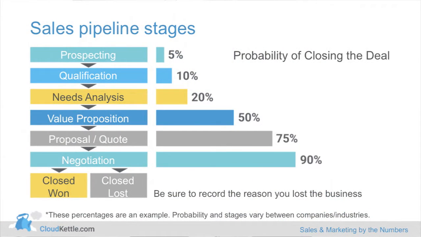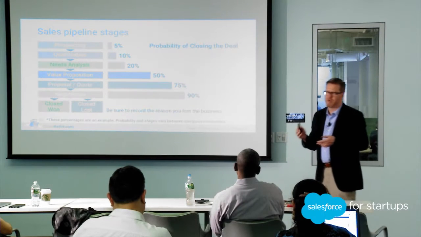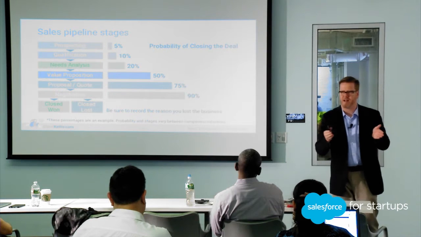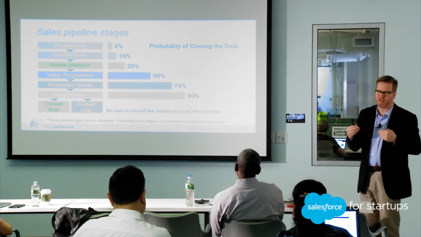Perfect example. So we talked about the different stages. In this case, this is one of the examples that we used recently. So prospecting, qualification, needs analysis, value proposition, proposal quote, negotiation. So each one of these stages has a likelihood of close attached to it.